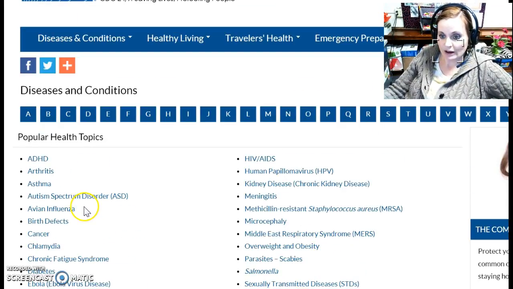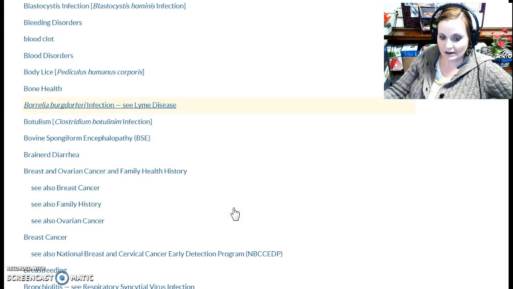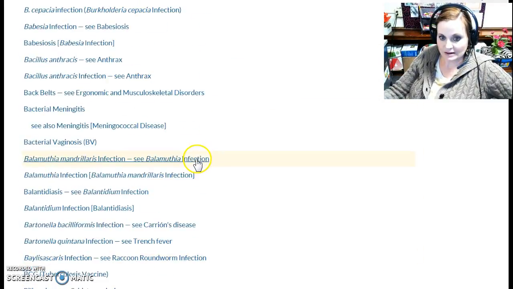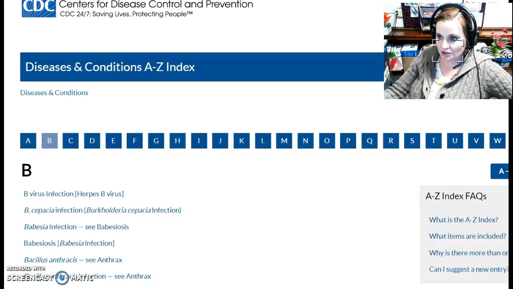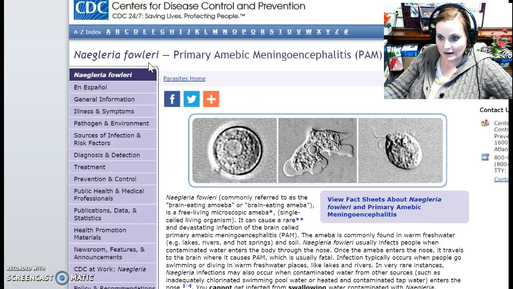And you could look something up, right? So if I look up, let's see, they have black lung here. Maybe I can put in the search and see if it gives me information. Okay, so I searched brain-eating amoeba, and it gave me the name of it, Naegleria fowleri amoeba, and then it gives a lot of information on that. So that's a great resource.